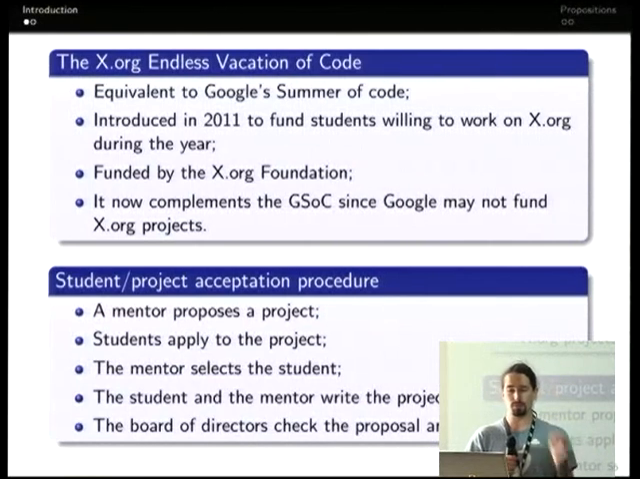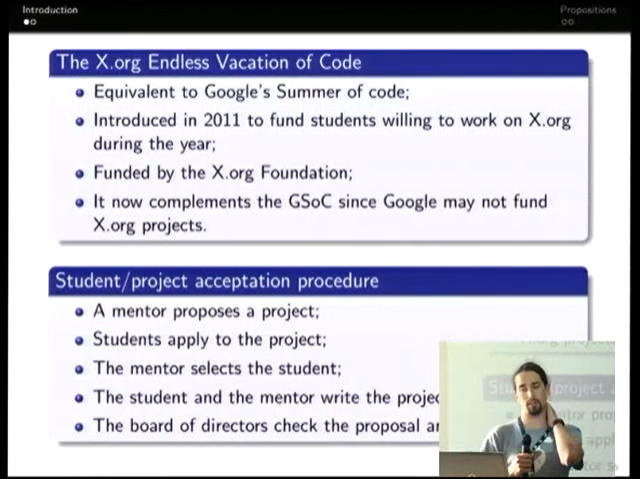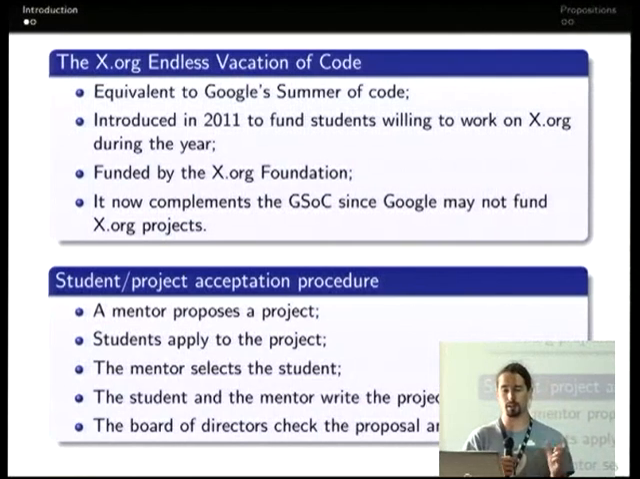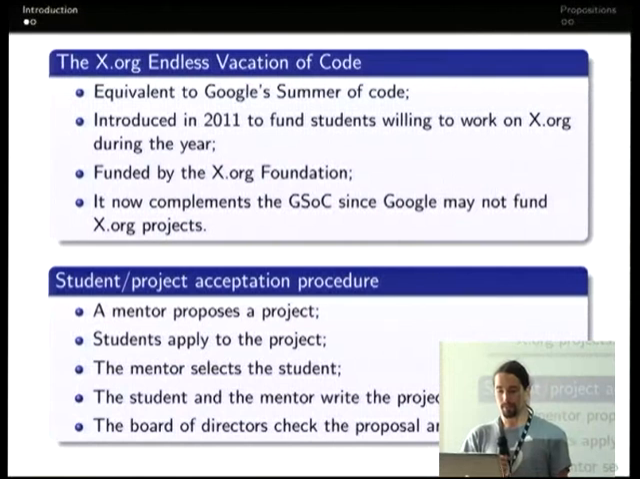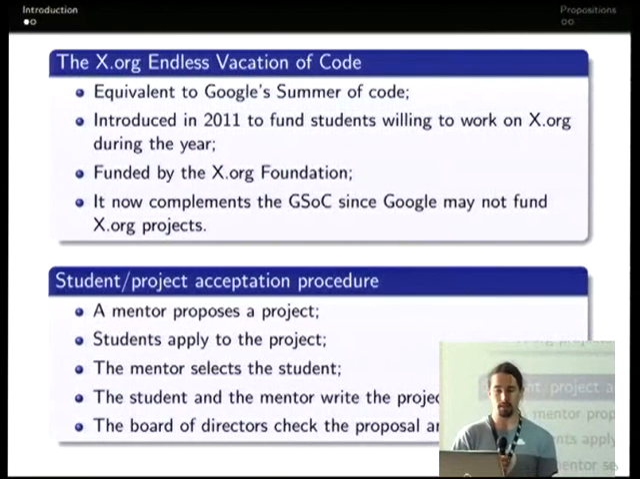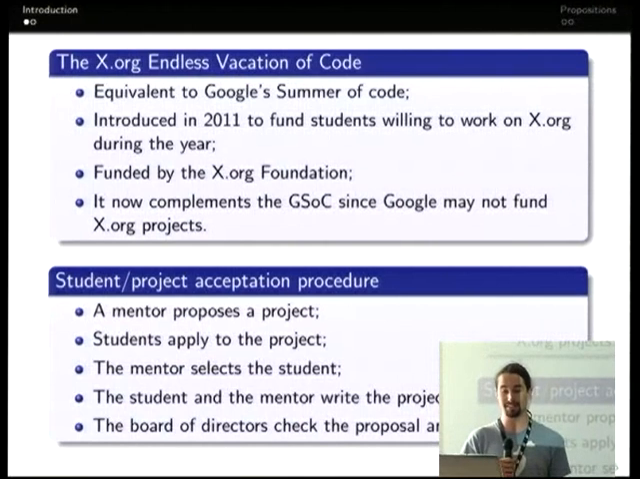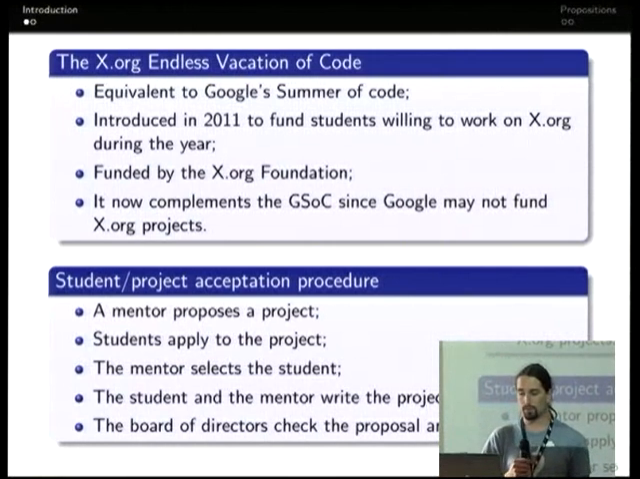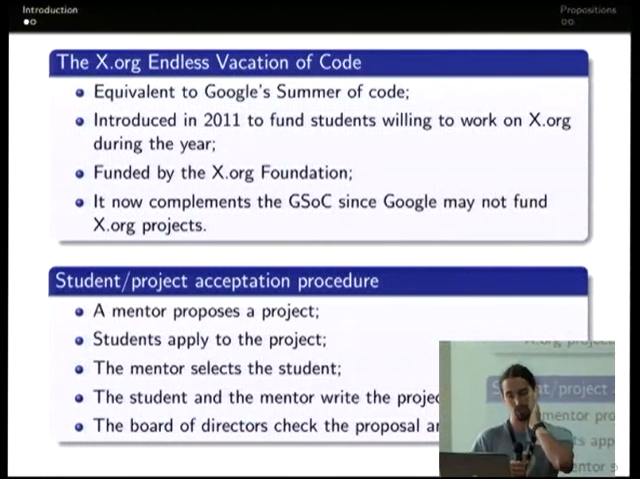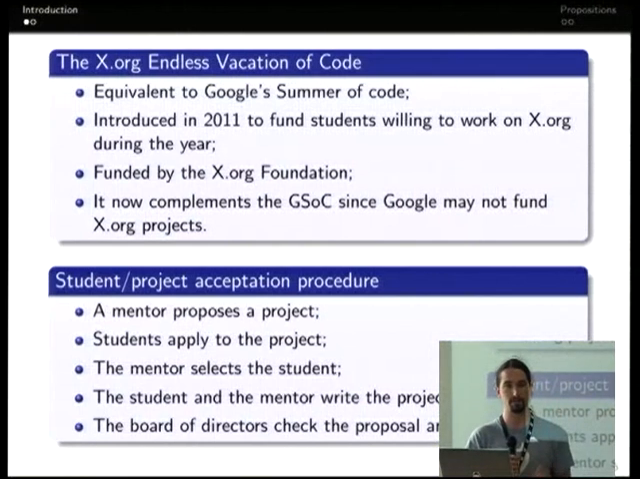It was meant to fund students willing to work on XORG during the year. It doesn't matter if the student is not available during the summer, he can work any time of year. It's funded by the XORG Foundation, and it's a complement to the GSOC, since Google may not fund XORG projects anymore.